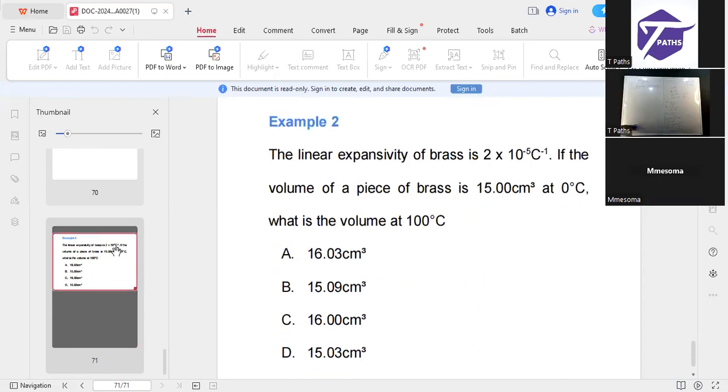Okay, I guess time is not on our side. So after this example, we'll just move to another topic in the next class. All right.